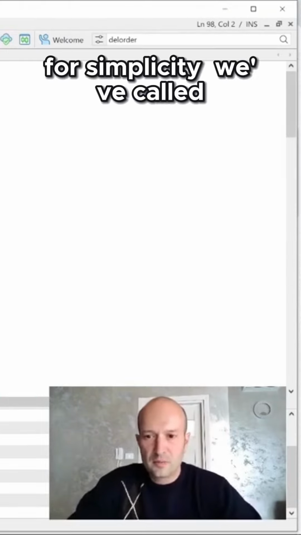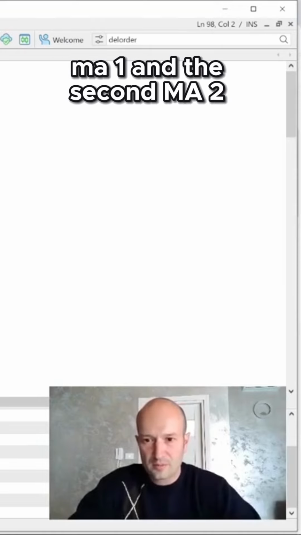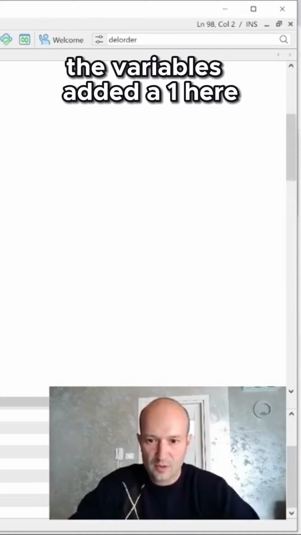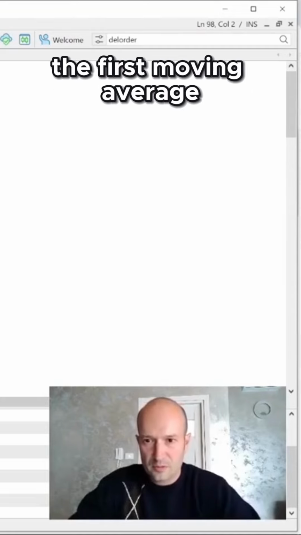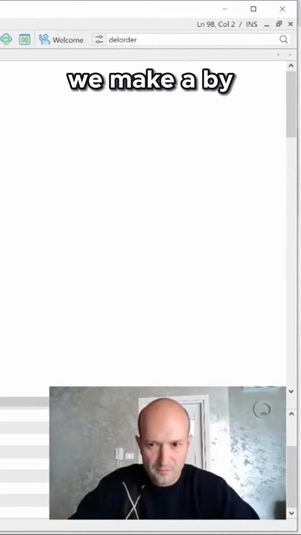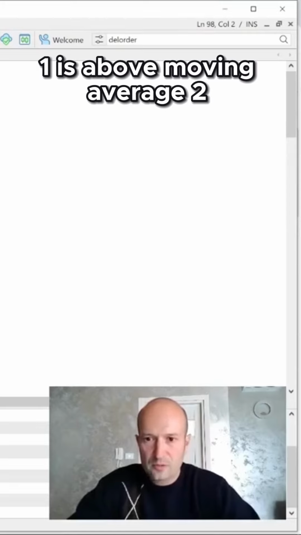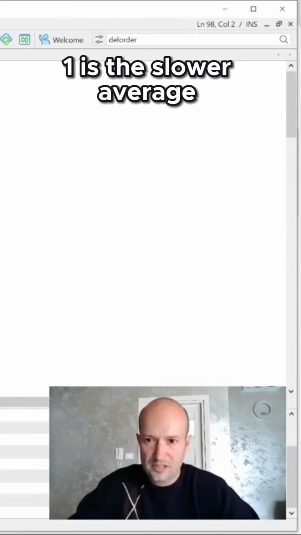For simplicity, we've called the first moving average MA1 and the second MA2. So I just updated the variables, added a 1 here, and everywhere the first moving average was referenced. We make a buy when moving average 1 crosses moving average 2 and moving average 1 is above moving average 2. Let's say moving average 1 is the slower average.